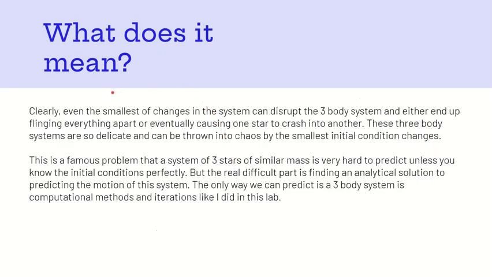Clearly, even the smallest changes in the system can disrupt the three-body system and either end up flinging everything apart or eventually causing one star to crash into another. These three-body systems are so delicate and can be thrown into chaos by the smallest initial condition changes. This is a famous problem: a system of three stars of similar mass is very hard to predict unless you know the initial conditions perfectly. But the real difficult part is finding an analytical solution to predicting the motions. Any other way to predict it is using computational methods like iterations.